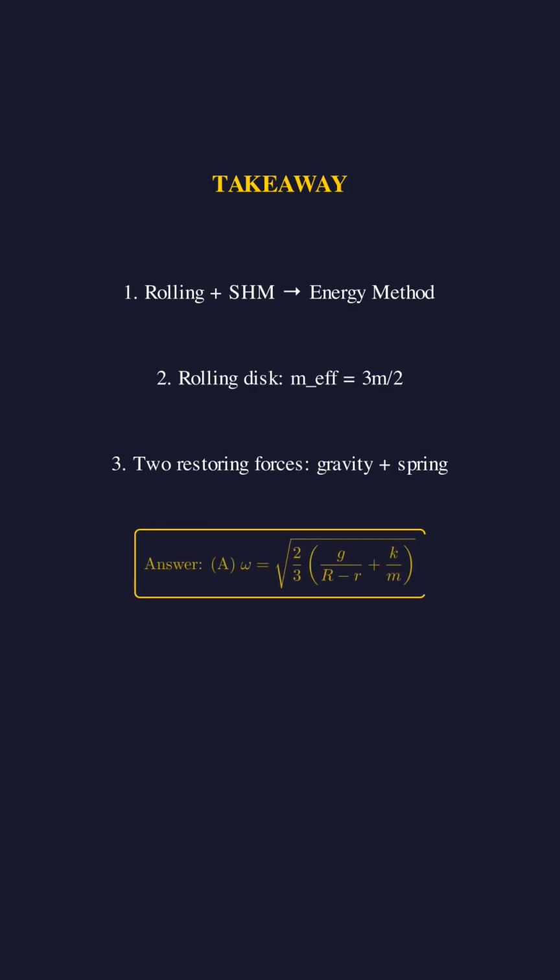Write total energy as KE plus PE. Differentiate and compare with standard SHM form. Remember, for a rolling disk, effective mass is 3/2 m. That 2/3 factor shows up because of rolling inertia. Most students get this wrong by using just m. The answer is option A.